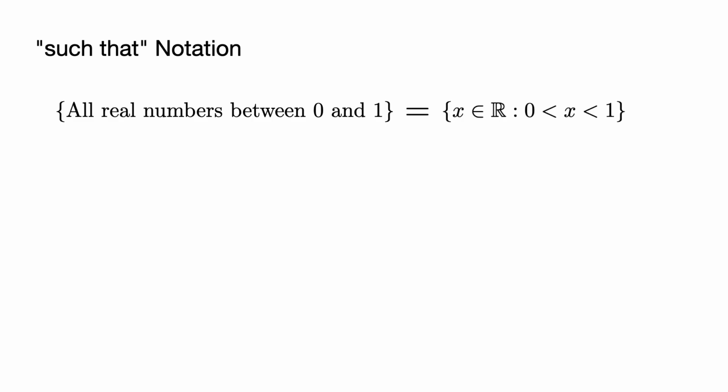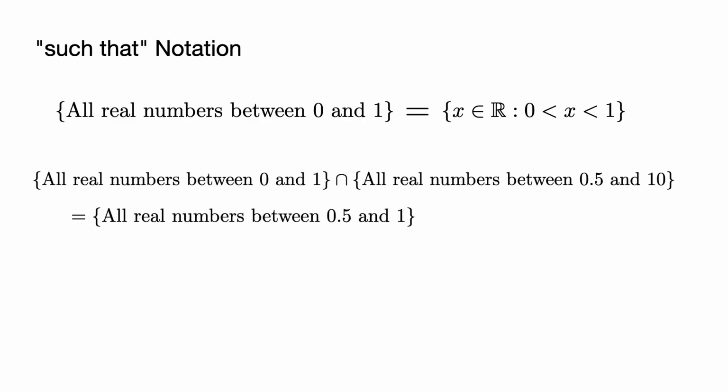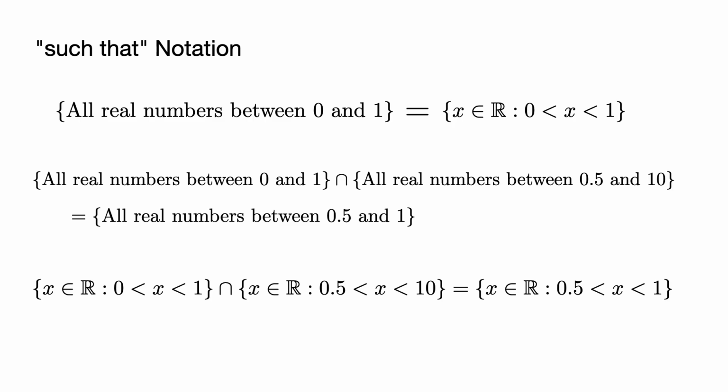Let's talk about such that notation. Here's an example of an interval, all real numbers between 0 and 1. Here's a more concise way to write that. The way you read this is: all real numbers x such that 0 is less than x is less than 1. So here's our example from before. Now you can see that we can write it more concisely, like so.